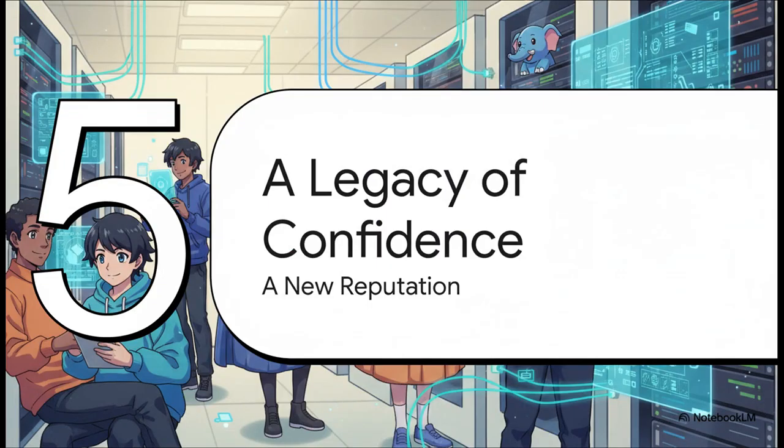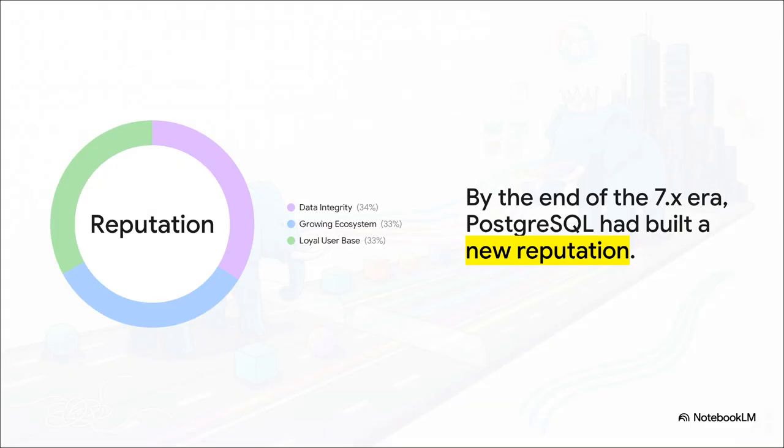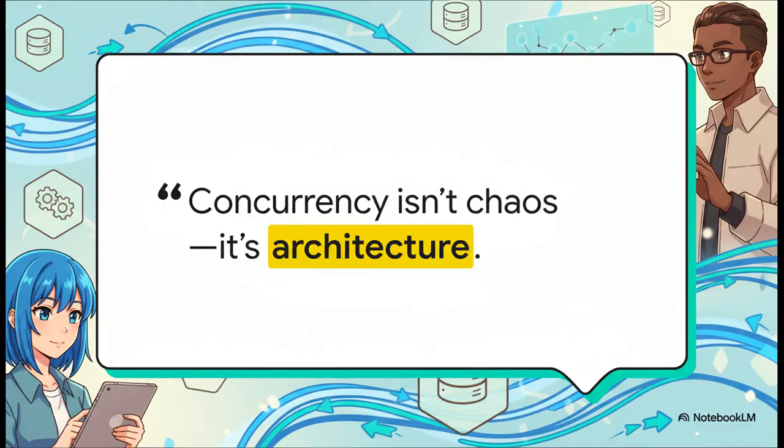You know, this era did way more than just add features to a list. It completely forged a new identity for PostgreSQL. It built this legacy of confidence and established the reputation for reliability that it still has to this very day. And this new reputation was really built on three key pillars. First, just rock-solid data integrity. People knew they could trust it with their most important information. Second, a quickly growing ecosystem of tools that made it super easy to build things with it. And third, a loyal and passionate user base that was growing like crazy because they all believed in where this project was headed.